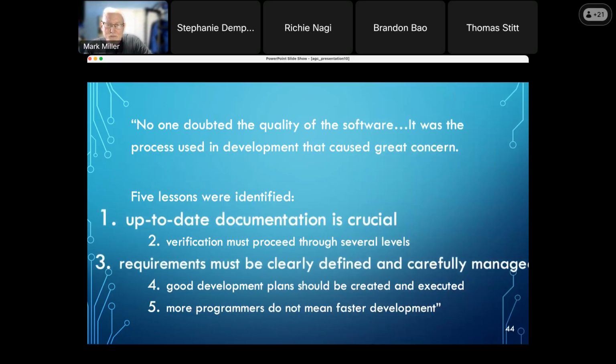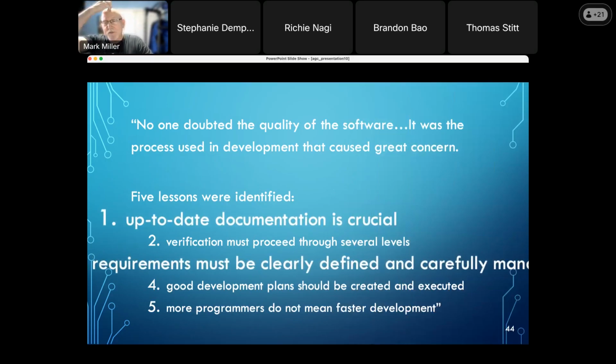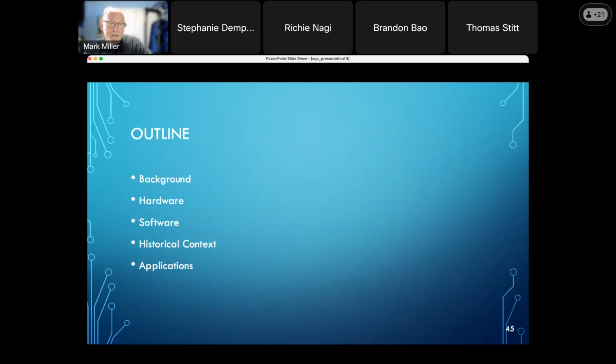Another obviously very important thing, requirements need to be clearly defined and carefully managed. And I think that continues to be true of software projects. So that's it for the software effort. Now I want to spend a little time talking about historical context, but I'll pause if there were questions. I don't see any in the chat.